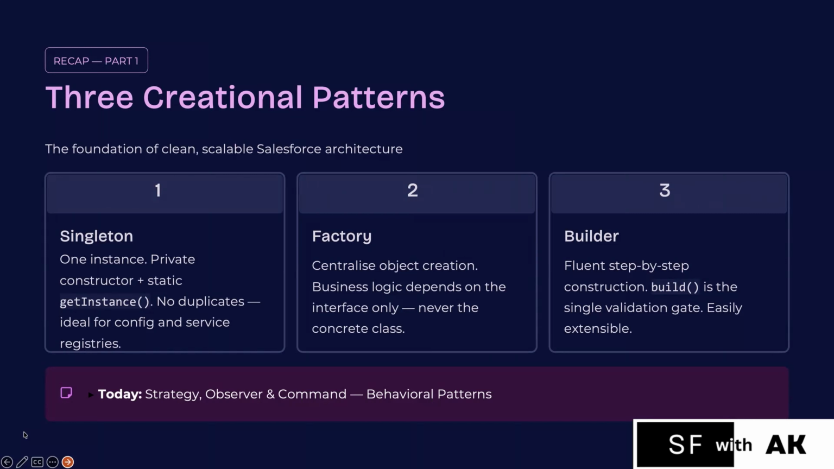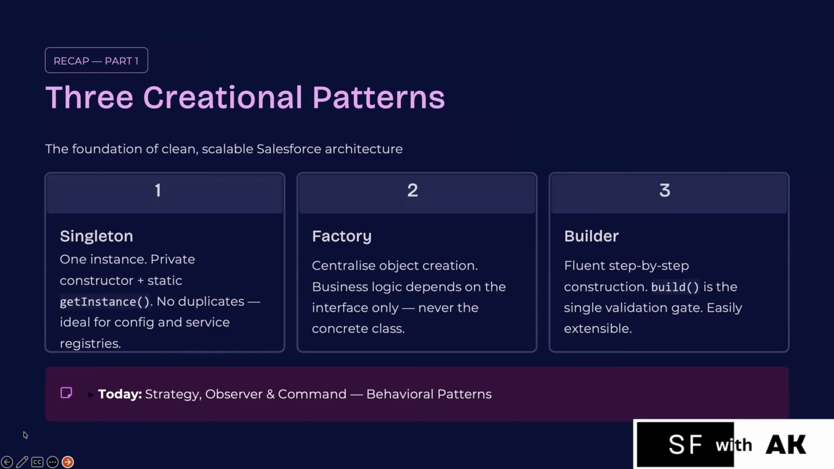Factory, your centralized object creation. The caller depends on the interface, not on the concrete class. So when you add a new type, you just add a new class and one line in the factory. Nothing else changes. And then builder.